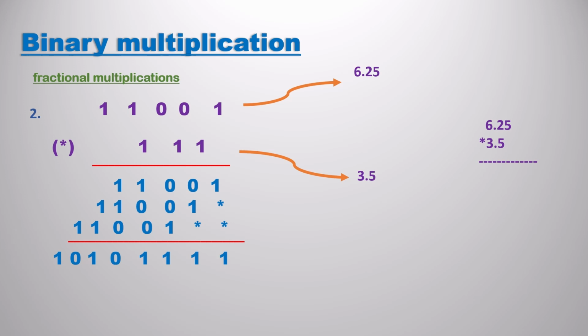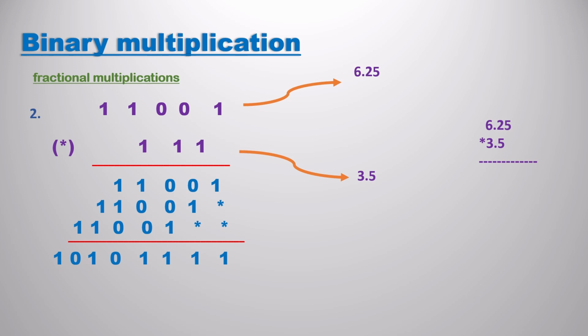After removing the points, it is the same example we discussed above. We multiply as in normal multiplication. After multiplying, we get this output, that is 1010 and 4 ones. That is our final output. Now we need to add a point.